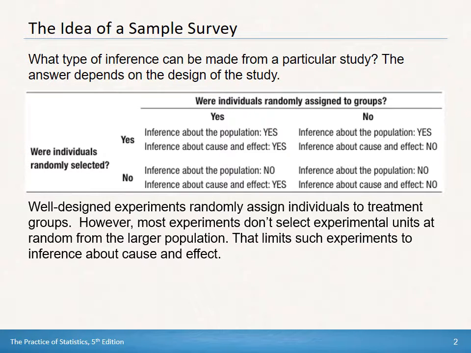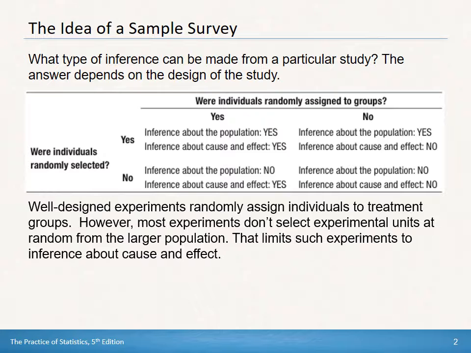Well-designed experiments randomly assign individuals to treatment groups. However, most experiments don't select them at random. So we talked about how great it is to select your sample at random, and that's wonderful. But when you're doing things like drug trials, anything where there could be side effects, you really can't randomly select, because randomly selecting means that you go to them and you tell them you have to participate in my survey or my study. We can't do that.